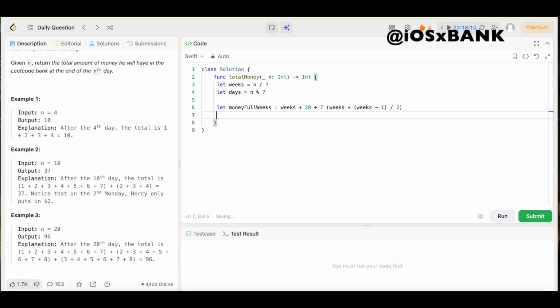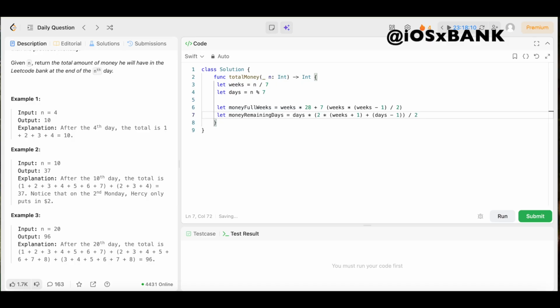Boom. Then we need to do the same for the remaining days or less than a full week. So we're going to say let money remaining days, we're going to set that equal to days times, open up the parentheses, 2 times, open up the parentheses, weeks plus 1, come outside those parentheses, we're going to say plus, open up some more parentheses, days minus 1, come outside all of that and divide that by 2.